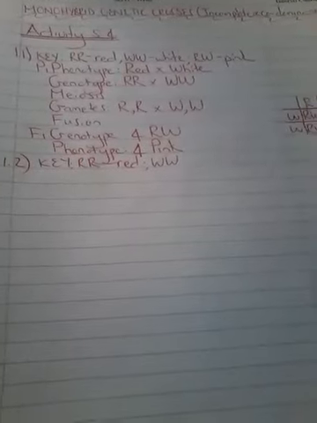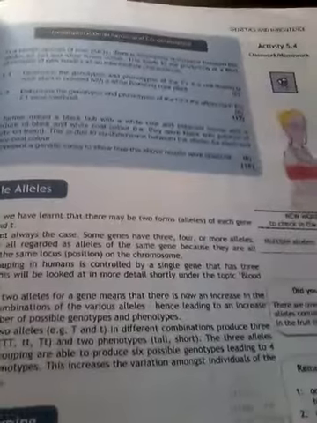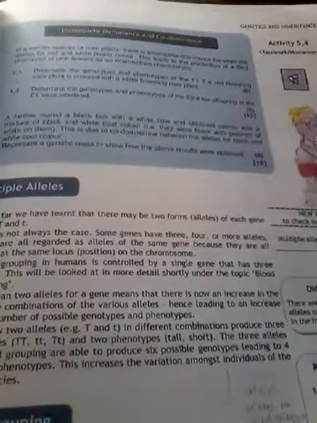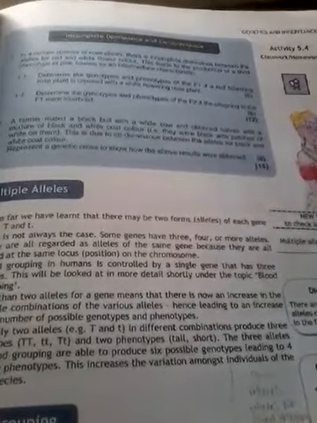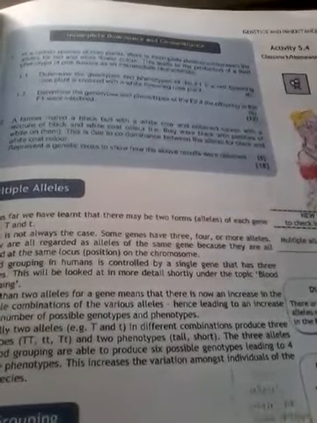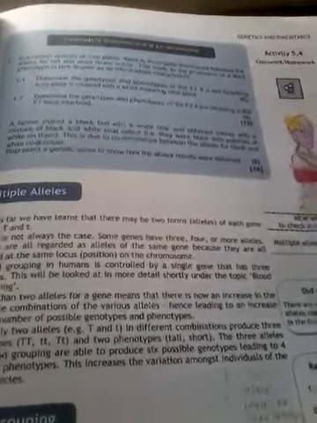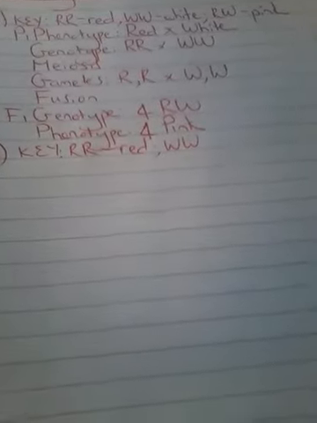Okay, we are continuing with activity 5.4, 1.2. It reads, determine the genotypes and phenotypes of the second filial generation if the offspring in F1 were interbred. Okay, so once again, we will have the same key.